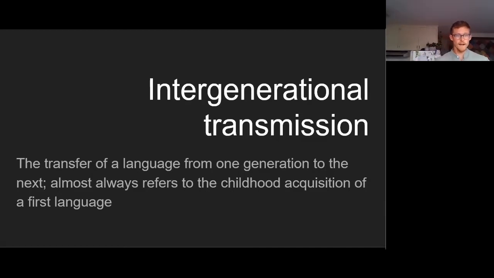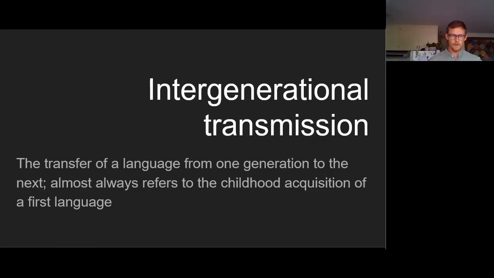And that knowledge about how to read and write in Latin is something that has been continuously transferred from generation to generation over centuries. But that is not the kind of intergenerational transmission we're talking about, because the transfer of information about Latin is not something that happens with children. It's not people's first language. It's something that just happens in an academic context, and it has a very restricted type of usage. So that's the first part, is that intergenerational transmission is really always talking about childhood acquisition of a first language.